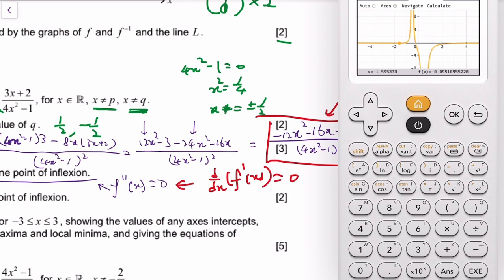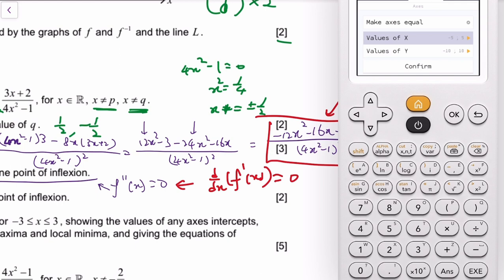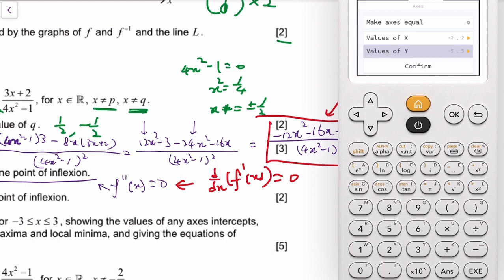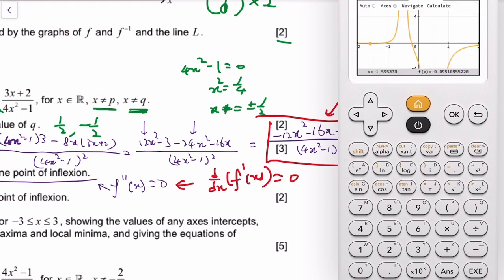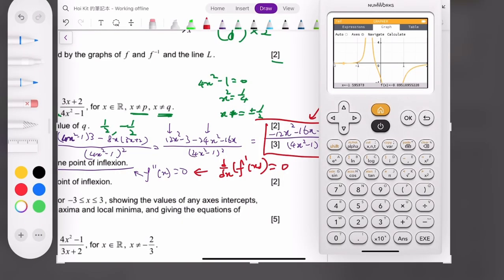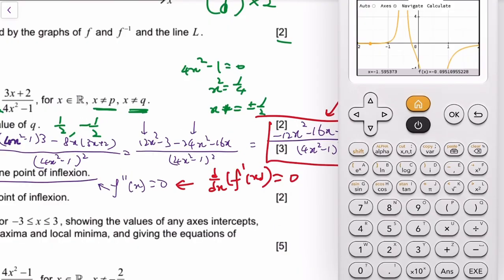Still, we can't see much. So let's go negative 2 to 2, and y would be negative 5 and 5. Cut that in half, right? Do we see something? I think that this is a minimum. You can kind of see it go down a little bit and then get closer to the x-axis again. So I think that's why there's a minimum, but there's probably no maximum point.